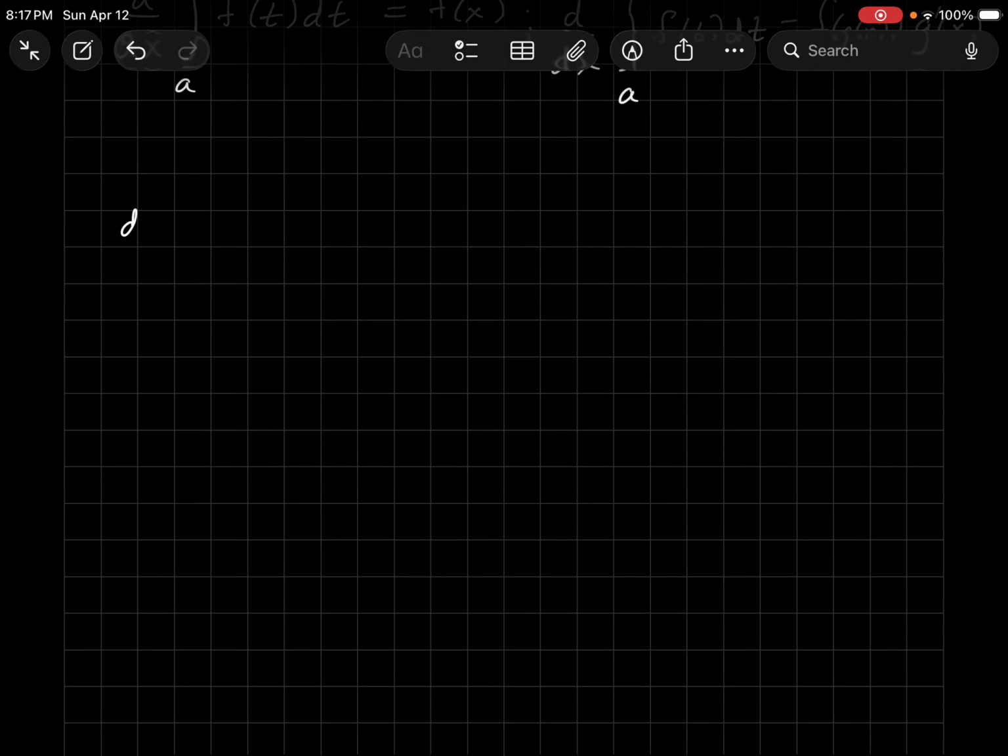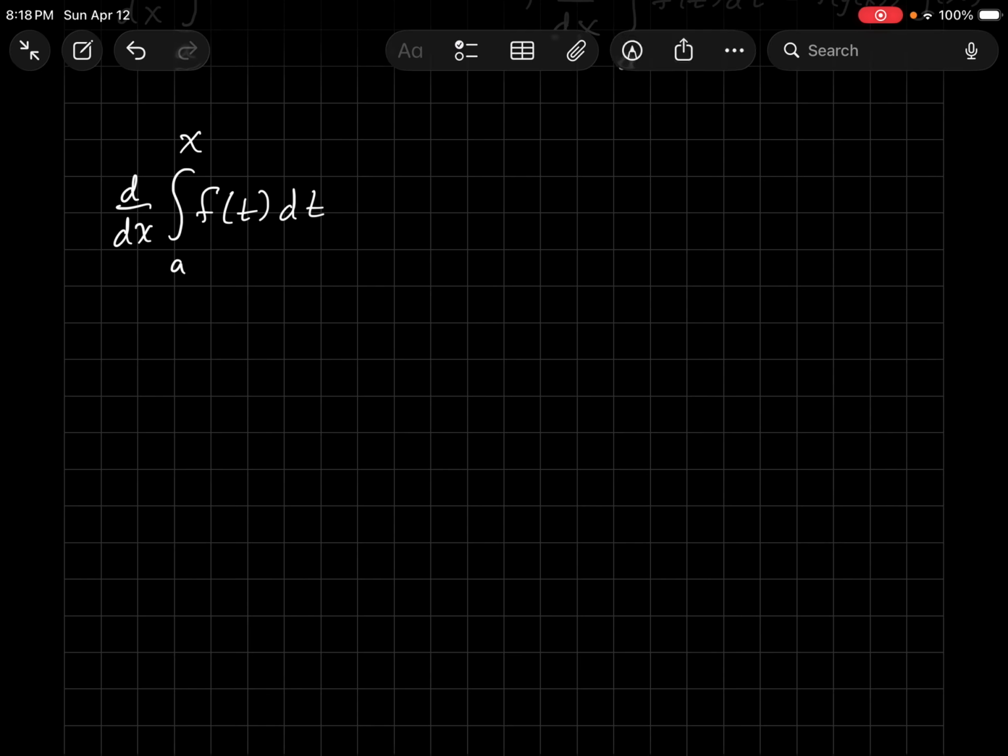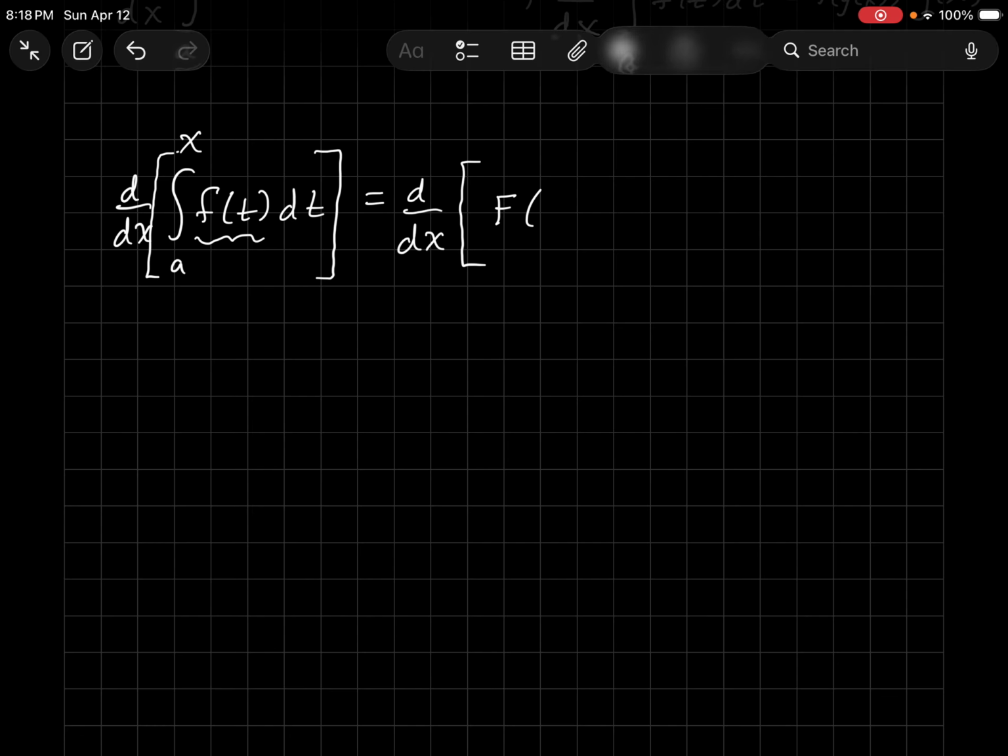So the proof for the first part. Let's do the derivative with respect to x of the integral from some number a to x of f of t dt. We're really doing the derivative of this entire thing with respect to x. So we have implied parentheses there, and in mathematics, we do the thing inside parentheses first. So we're going to do the derivative with respect to x of the integral of little f, which above we called big F, and it's at t, from a to x.